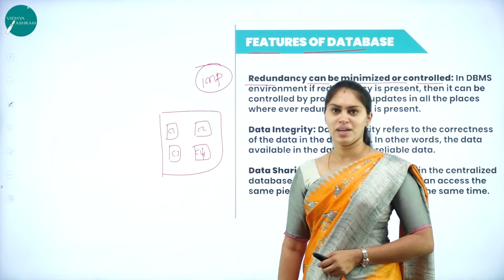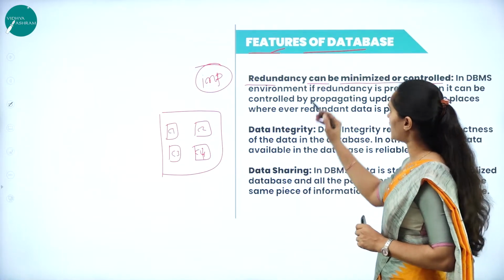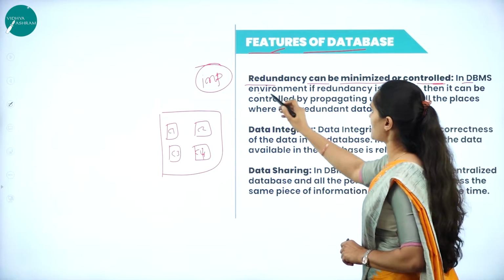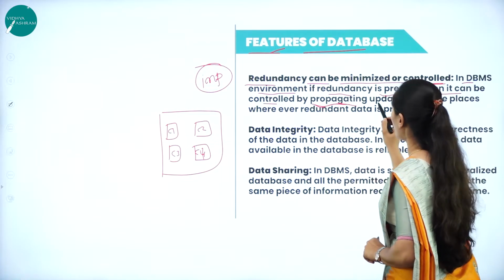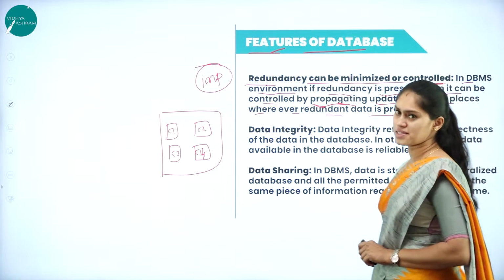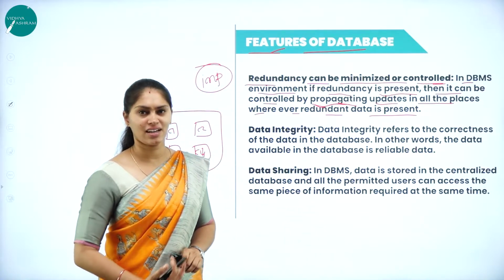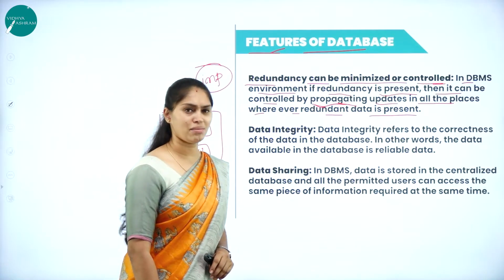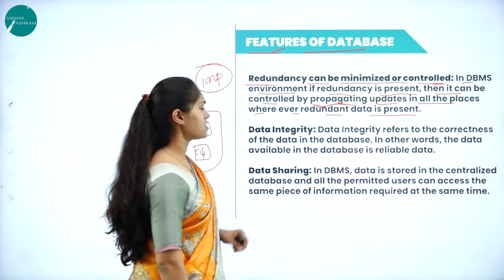That feature can also be expected with the help of a DBMS or a database. You can see here, the redundancy can be minimized or controlled. So in the DBMS environment, if redundancy is present, then it can be controlled by propagating updates in all the places wherever redundant data is present. So it will take care of the data which is repetitive, which is duplicate data, or which is creating some ambiguity. So it will reduce or minimize the confusion, and the redundancy will be controlled.